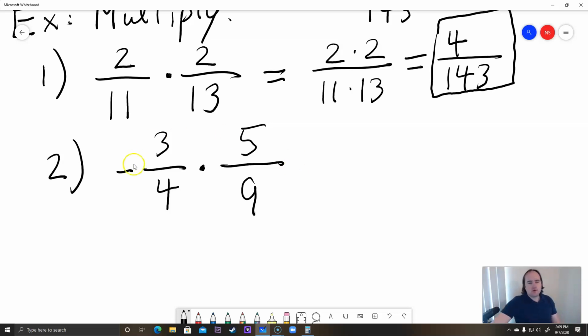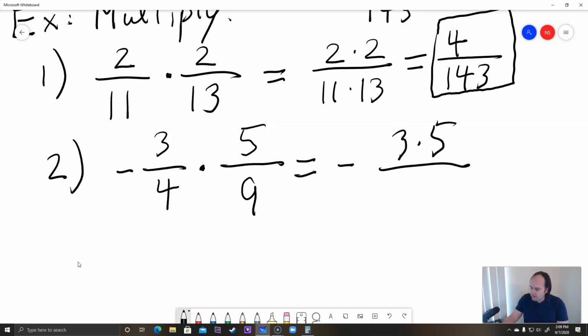Remember, when you're multiplying or dividing, if you have just one minus, that means your answer is going to be negative. If there were two minuses, they would cancel out and our answer would be positive. But because there's just one, our answer is negative. We put a minus in front of our answer, and then we multiply straight across. On the top, we have 3 times 5, and on the bottom, we have 4 times 9.